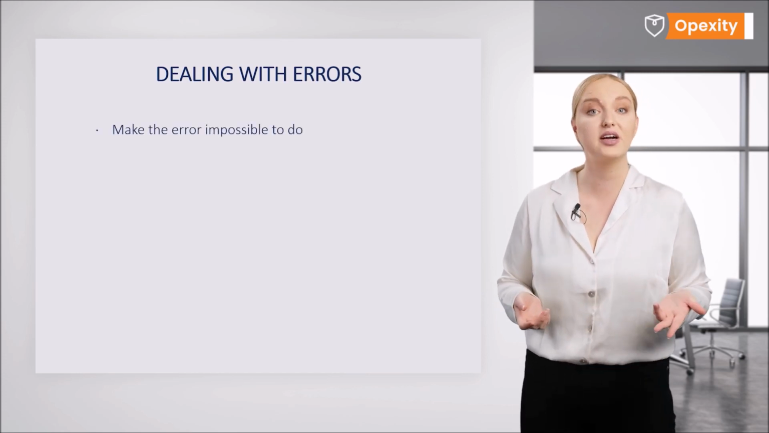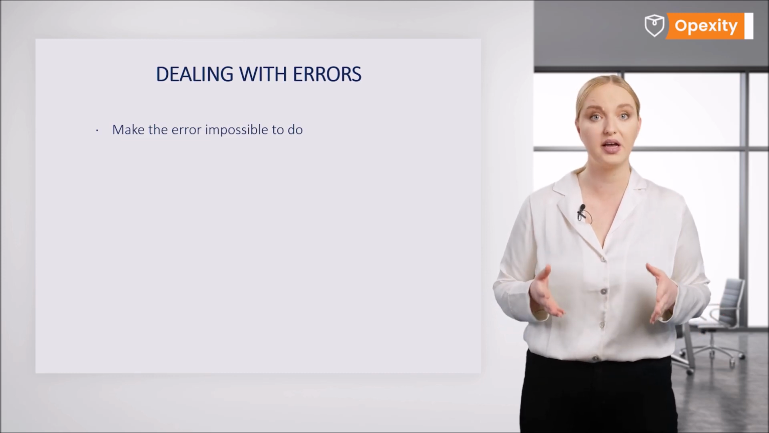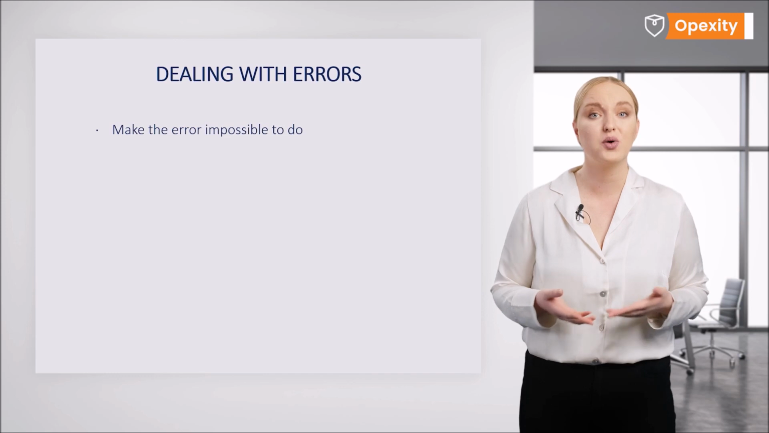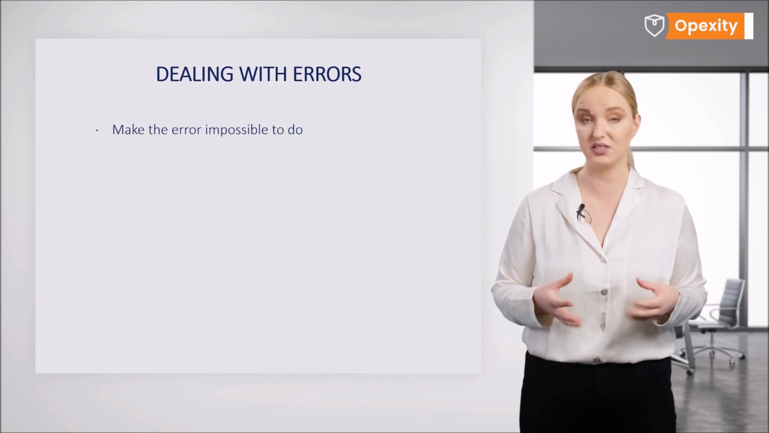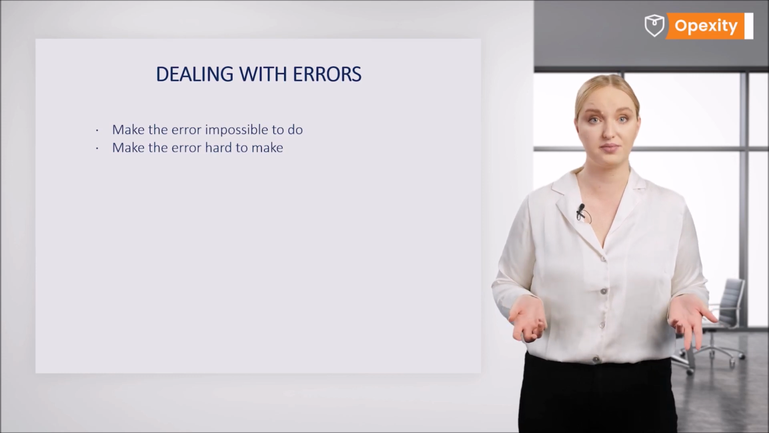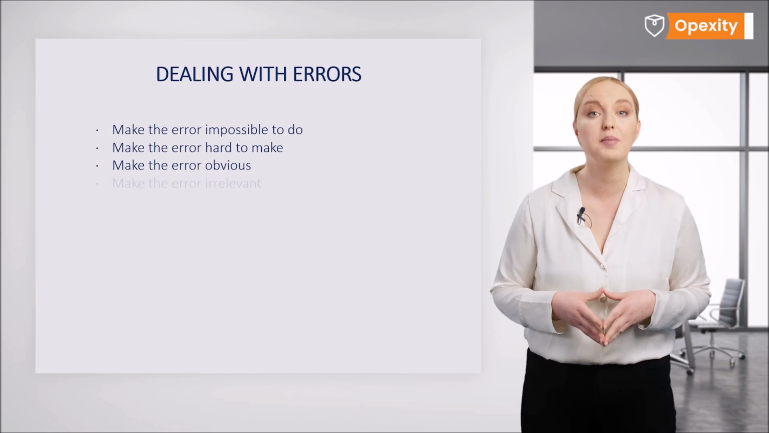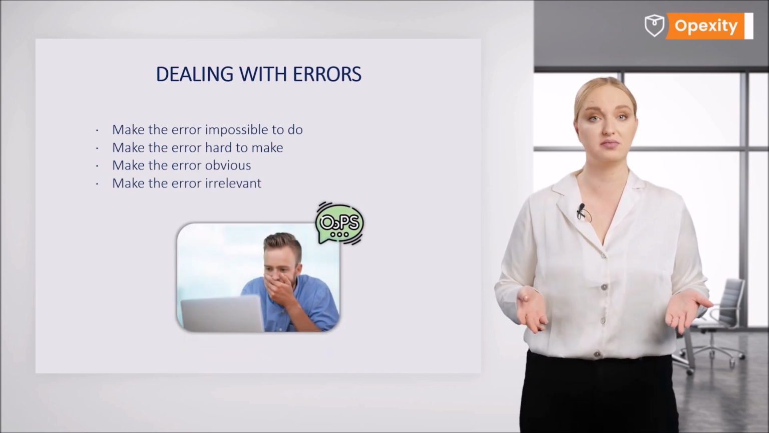First, make the error impossible to do. This is the target of poka-yoke actions. Remember, we're talking about unintentionally making a mistake here. Second, make the error hard to make. Third, make the error obvious. Fourth, make the error irrelevant.